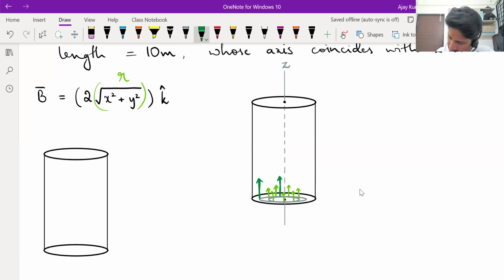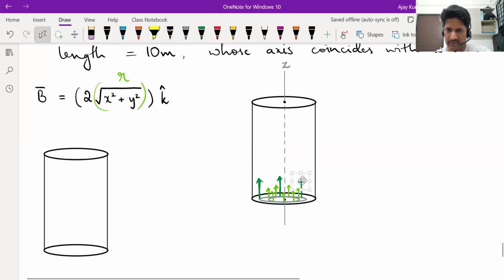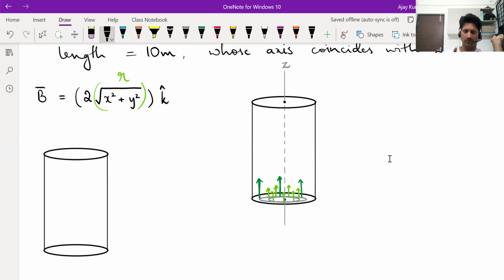So at different distances from the axis of the cylinder, you have different amounts of magnetic field present. Situation is like that. Can you all tell me an idea? Field is not uniform. Now you know the formula for energy density in a magnetic field. Energy per unit volume is B square by 2 mu naught.